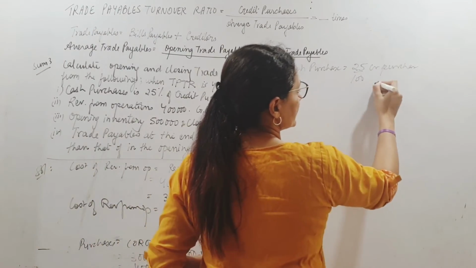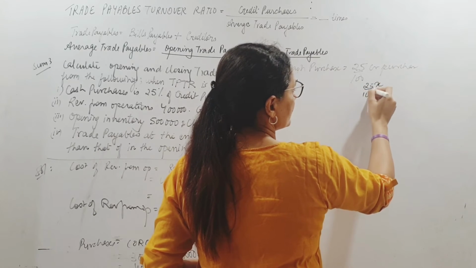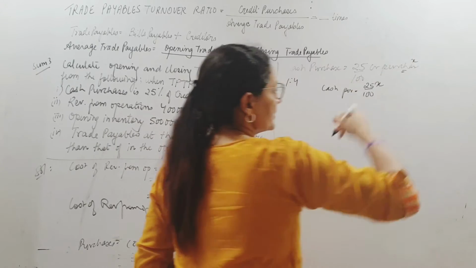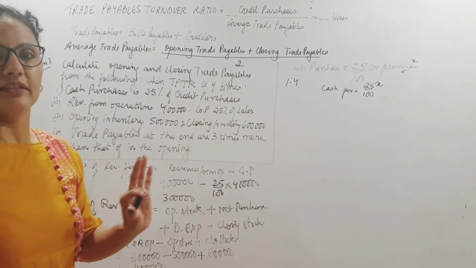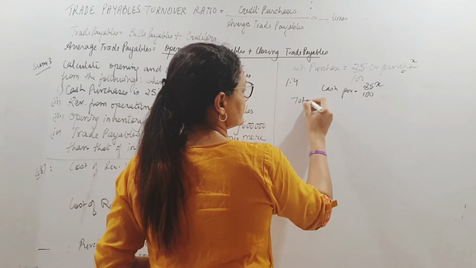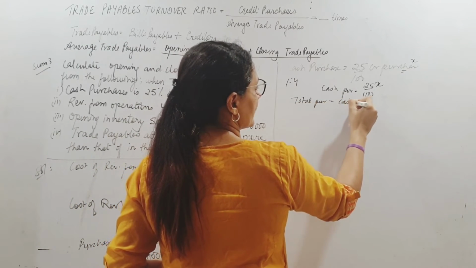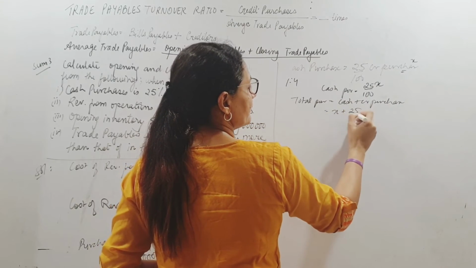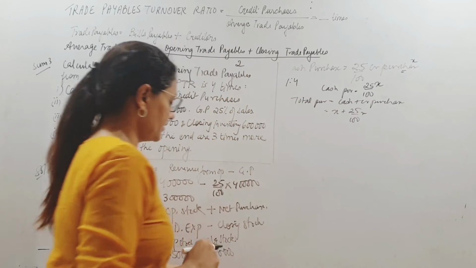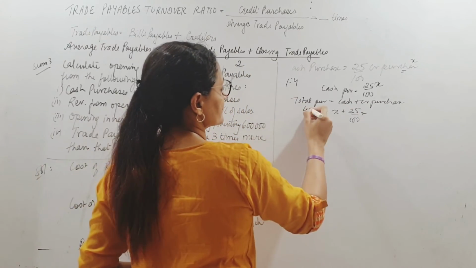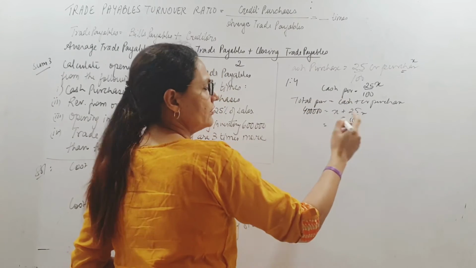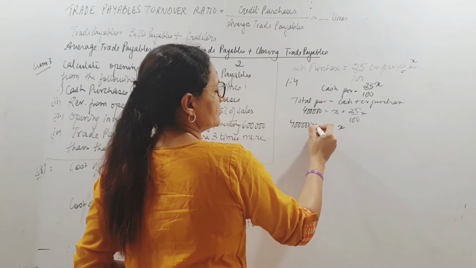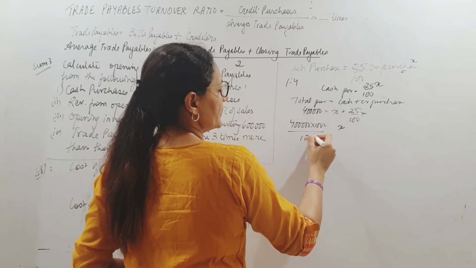If I take credit purchases as x, then 25% of x will become cash purchases. Therefore, total purchases is what? Total purchases is cash plus credit purchase, x plus 25% of x. Total purchases we have already got as 4 lakhs. Therefore, if I solve for x, it is 4 lakhs into 100 divided by 125.